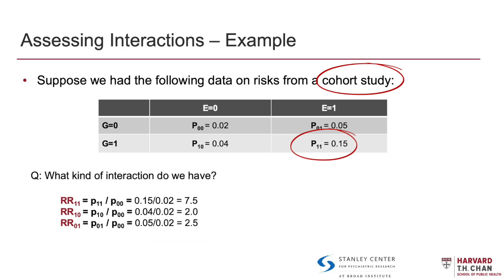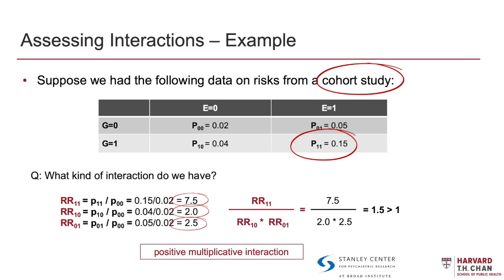And we would get 7.5 for the joint, 2.0 for the presence of genetic risk factor, and 2.5 for the presence of environmental risk factor. So we would take the 7.5 value divided by the product of 2 and 2.5, and we would get 1.5, which is indicative of an evidence of multiplicative interaction. So we would say there is positive multiplicative interaction.